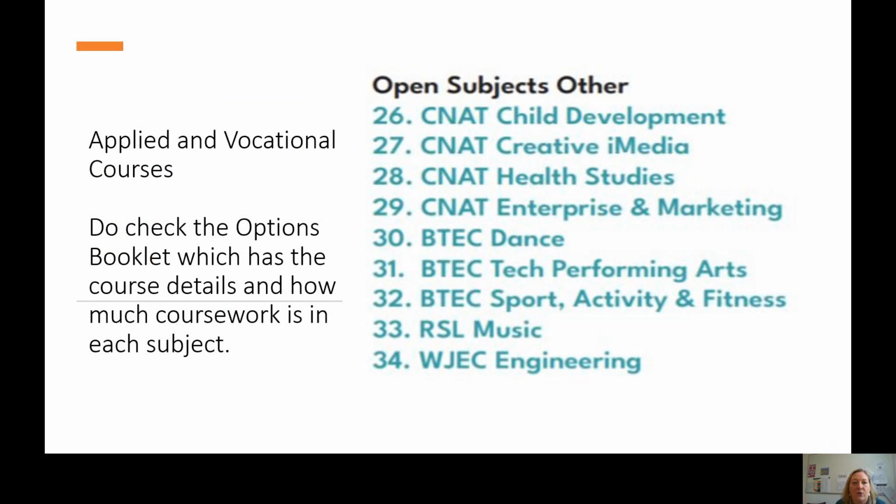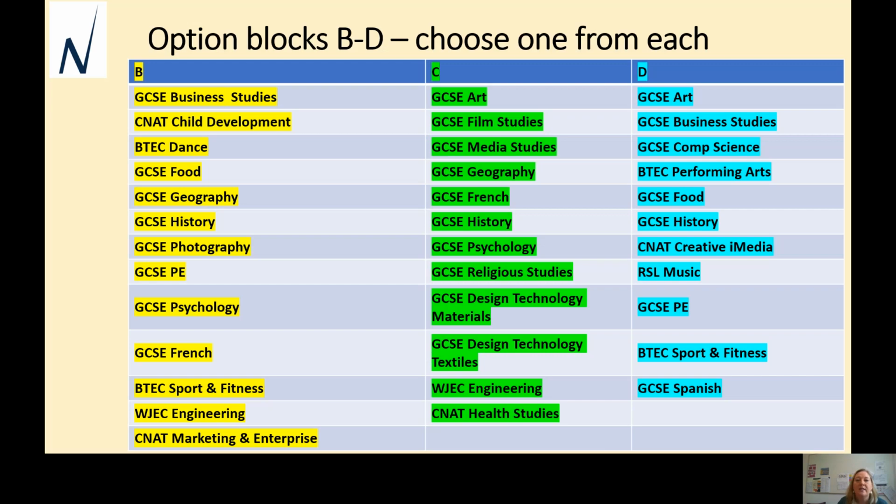So all of those courses are in the options booklet, and there's lots of detail about how much coursework is in each subject, because it varies between them. And actually having a little look through and finding out about that is really helpful. So these are the other option blocks. So we looked at option A, where you need to choose from your EBAC subjects, and then block B, C and D are what we can see going across here.